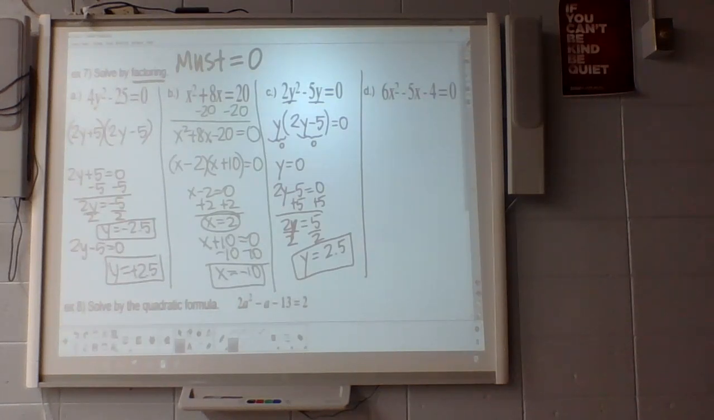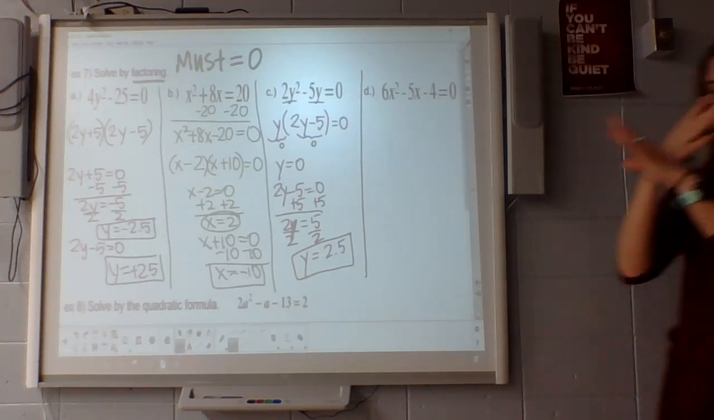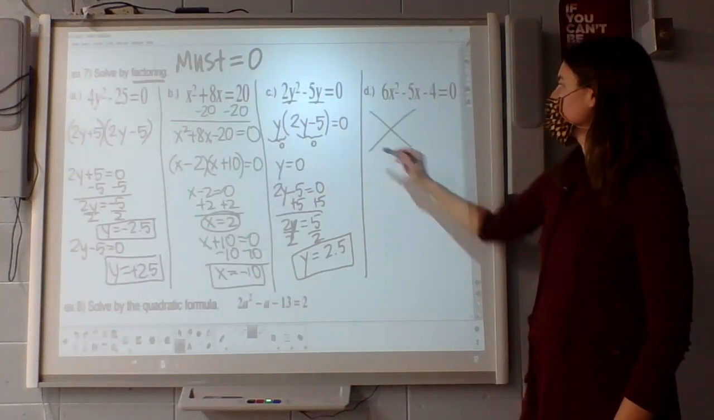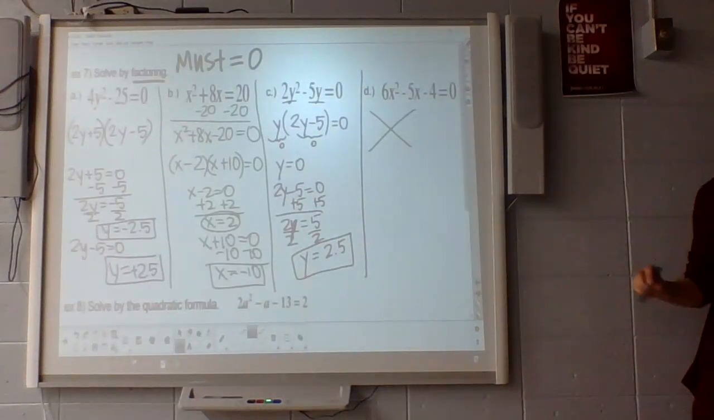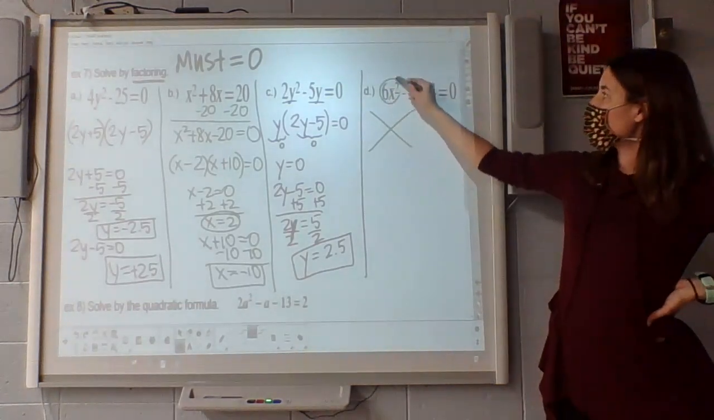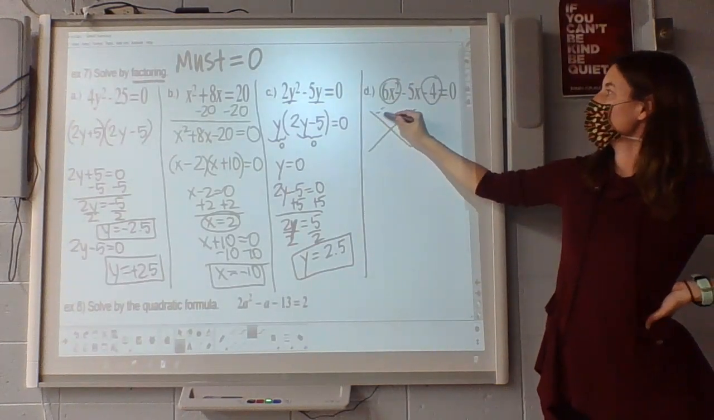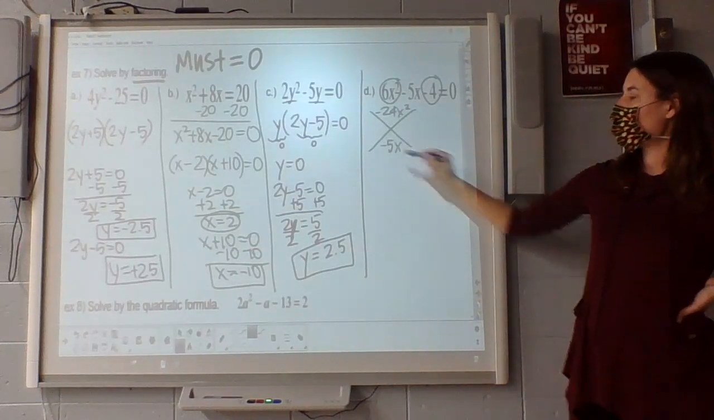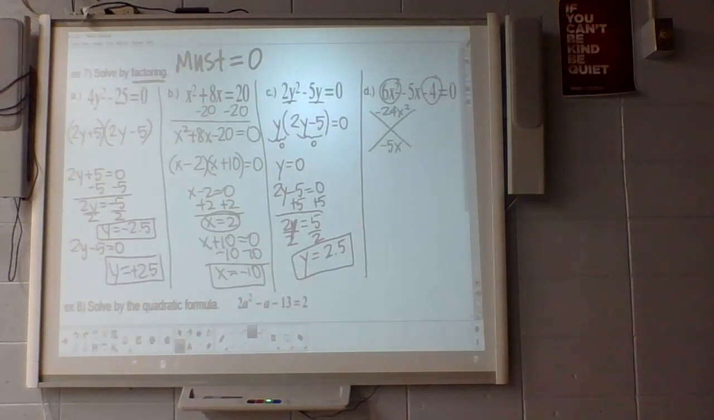Thanks. And then the last of them, this last one doesn't have a GCF, so 6, 5, and 4 don't have a common factor. So this is the kind of factoring where we do the cross. So I multiply the first and last term together and put that negative 5x on the bottom. I want numbers that multiply to negative 24 but add to negative 5.